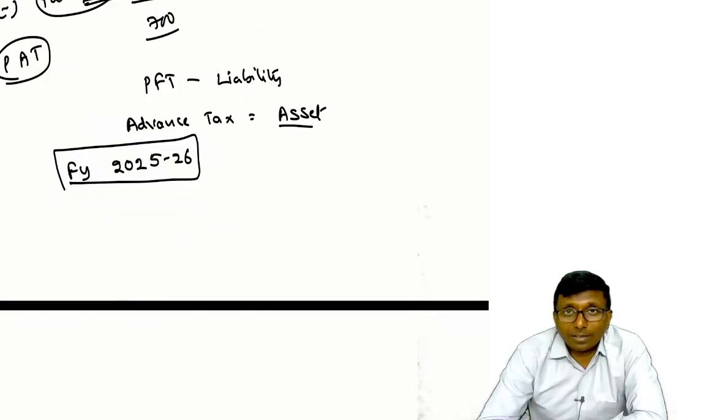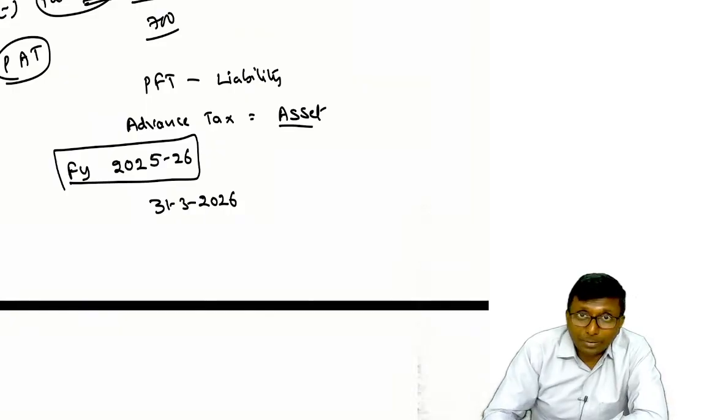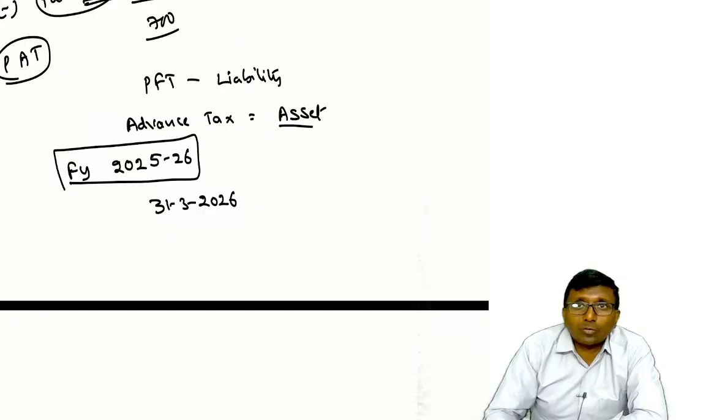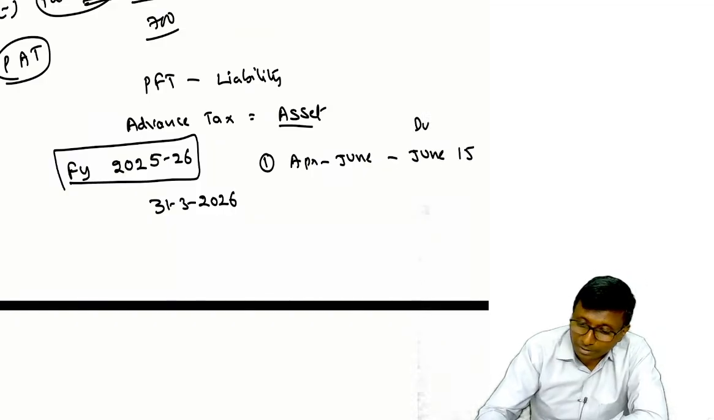After year end? So what is year end here? Year end is 31st March 2026, sir. So you will pay it in April. No, no way. It is not in April. So then what should I do? What is the first quarter? First quarter means April to June. You are supposed to make a payment of advance tax by 15th June, the due date.